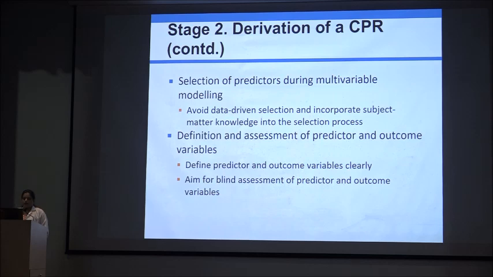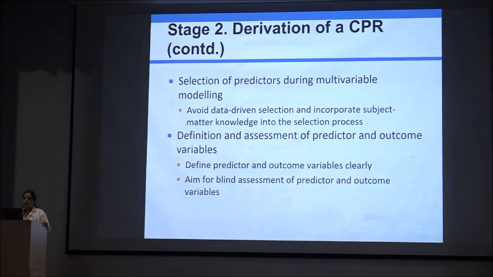And so we avoid data-driven selection, which just means that we use clinical judgment and clinical reasoning to identify predictors that could be important. And definition and assessment of predictor and outcome variables should be clear. So we should know what constitutes a predictor, what constitutes an outcome, and aim for blind assessment of predictor and outcome variables.